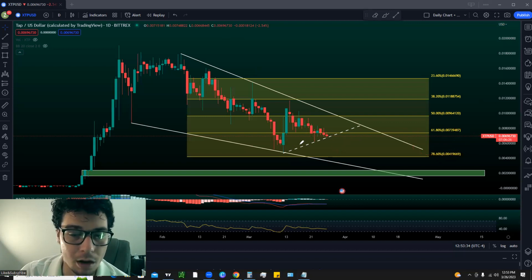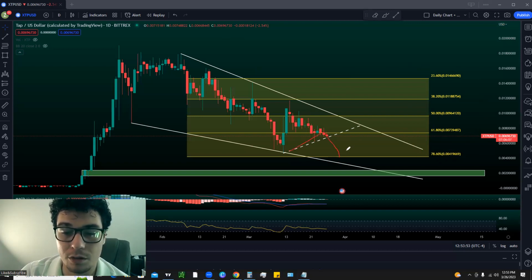And if we are able to get above our resistance level here, 0.00964, 0.0118, and 0.01466 are going to be the remaining major resistance levels that I'll be paying attention to as well. Now, let's say we get a breakdown.